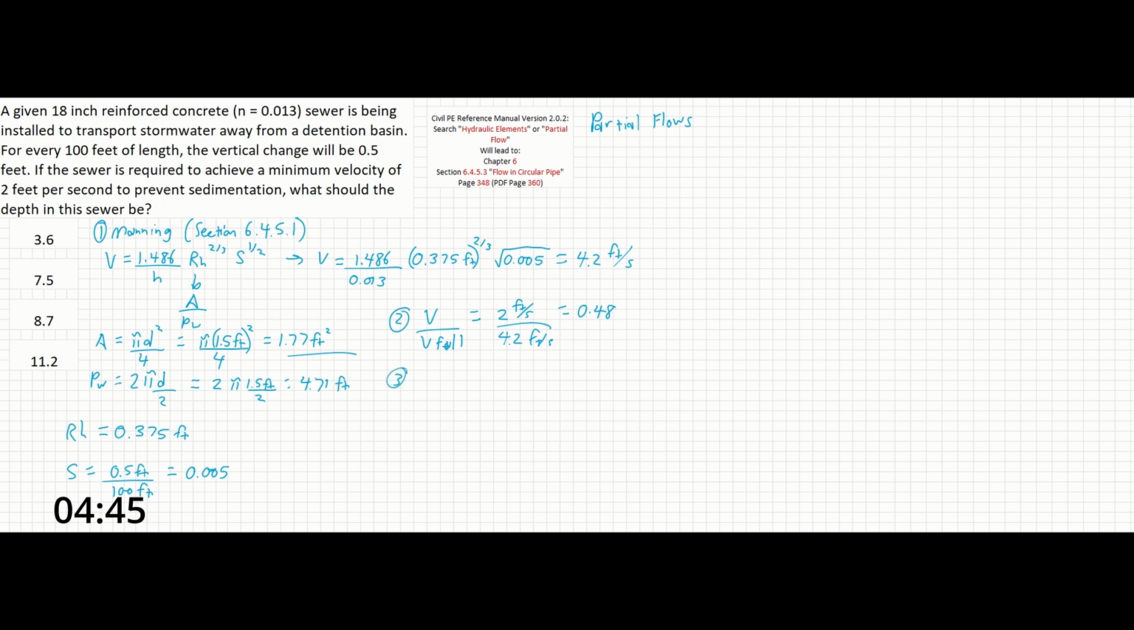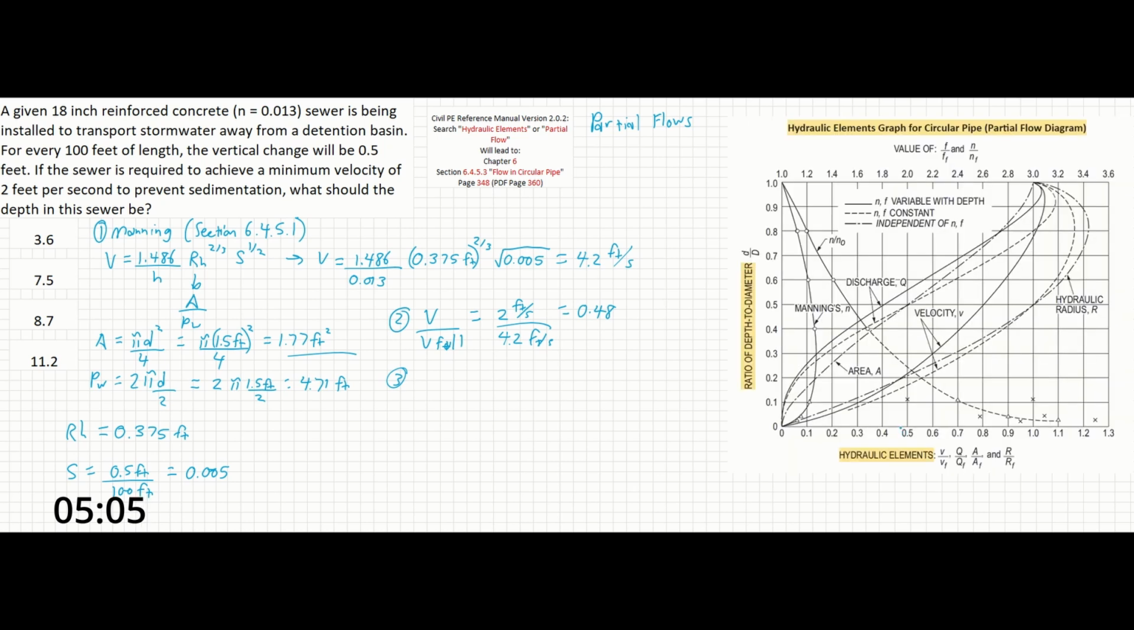Now, step 3 involves going to the plot in section 6.4.5.3 to find the hydraulic element plot or the partial flow plot. I will include a screenshot here. Tracing up on the x-axis from 0.48, which we calculated in step 2, we can stop at the solid line for velocity. This is because in partially filled sewer pipes, the n value can often vary with the flow depth. Next, we can trace to the left axis, and we can find our ratio of flow depth to diameter. And this value is just about 0.2.